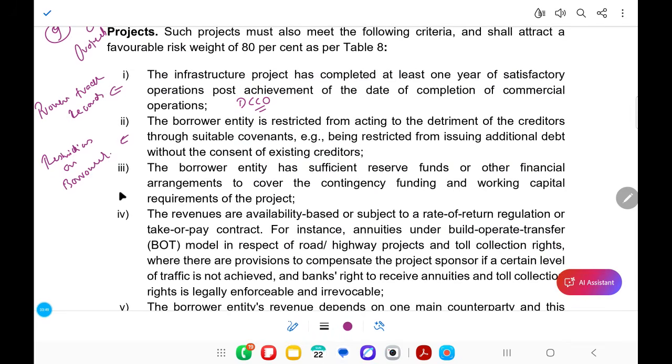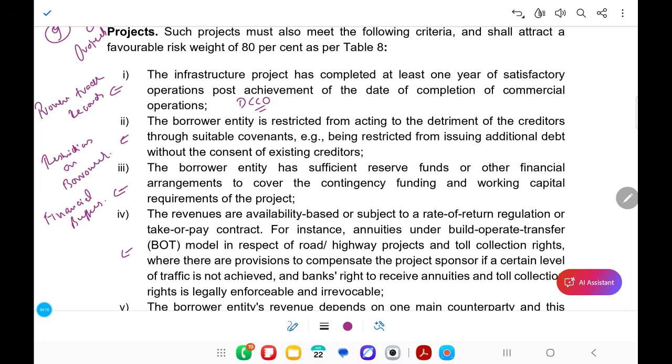Coming to the third criteria, it is about maintaining the financial buffers. Financial buffers. So what does this mean? The borrower must maintain sufficient reserve funds or other financial arrangements specifically to cover contingency funding and working capital requirements. So if this arrangement is there, this criteria is fulfilled, right?